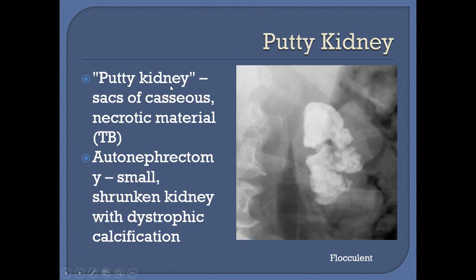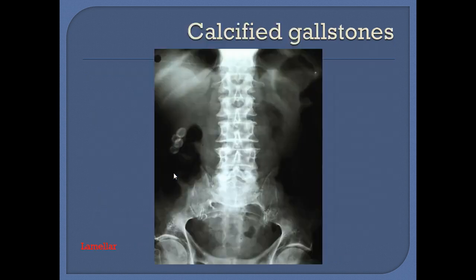Putty kidney is a calcified kidney. It is pathognomonic for tuberculosis, and basically there is necrotic material which causes autonephrectomy, and the kidney is shrunken, small, with dystrophic calcification. Then you can see the calcified gallstones in the right upper quadrant.